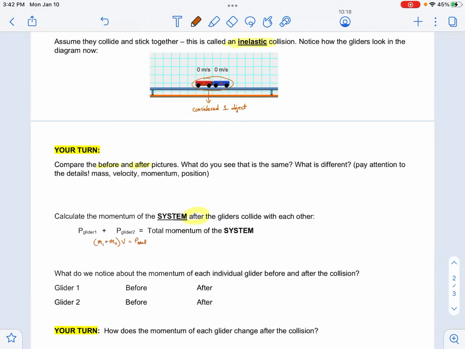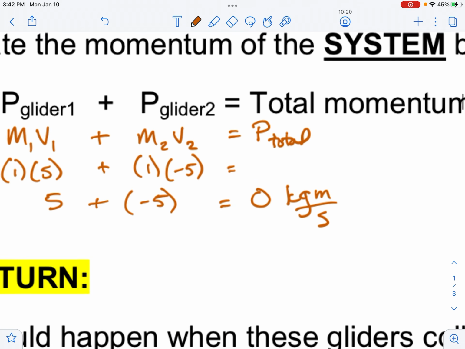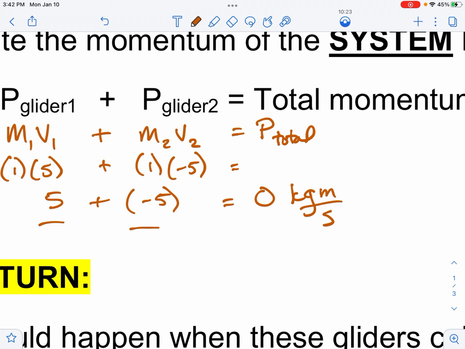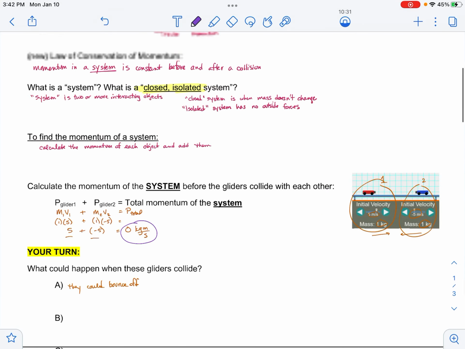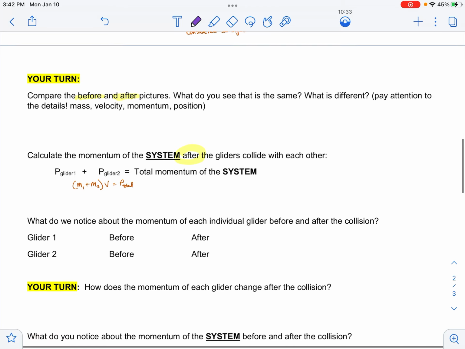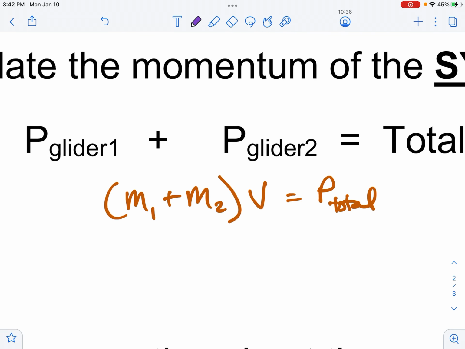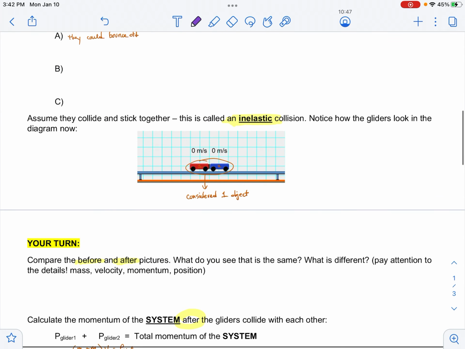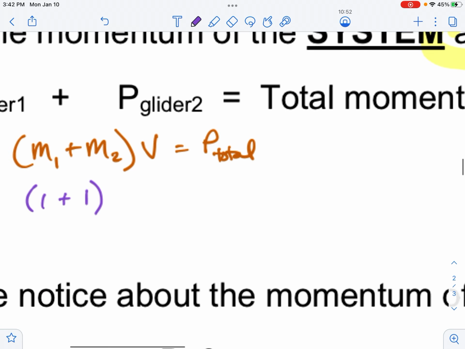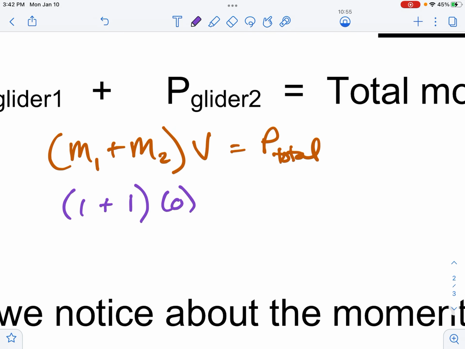So if you think back, as a matter of fact, let's go back. Remember what we did here when we found the total momentum of the system. It was 0, right? Because the two momentums were in opposite directions and they canceled each other out. So if we've done this correctly now, we should end up with 0 here as well. All right, so let's plug some numbers in. The masses didn't change, so I've still got 1 kilogram for glider 1 and 1 kilogram for glider 2. And if I look up here, I can see that my velocity is 0. So I'm going to plug the 0 in. You saw this coming, didn't you?